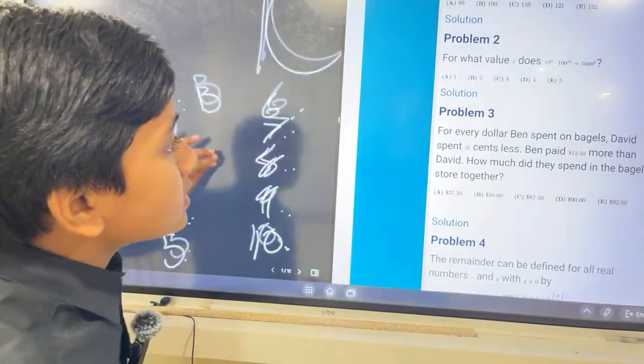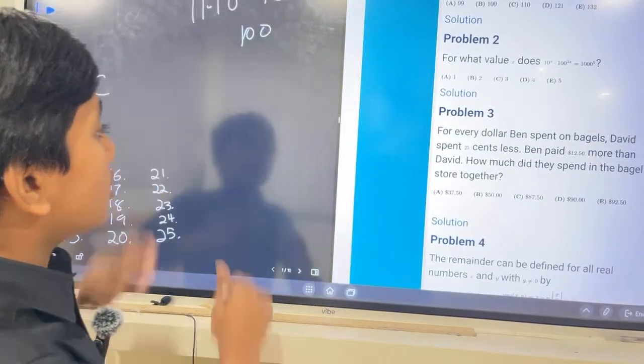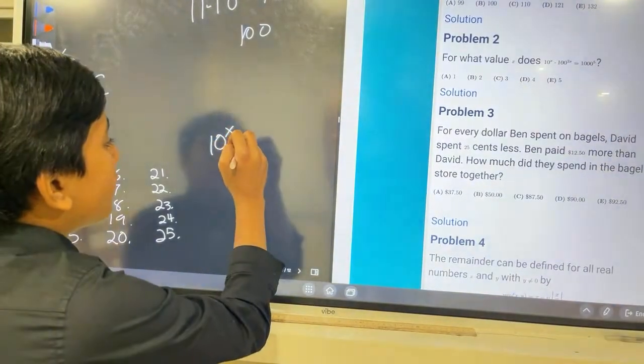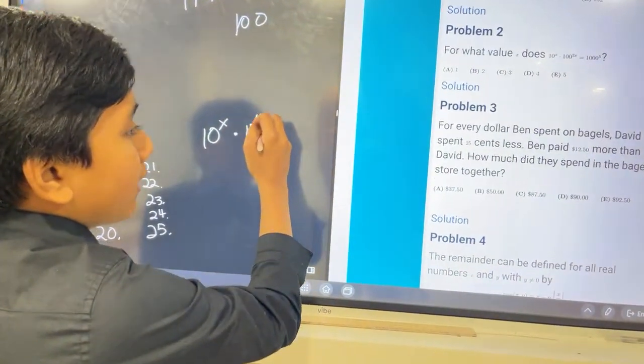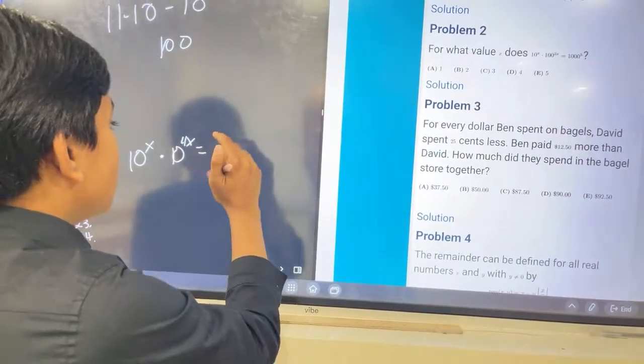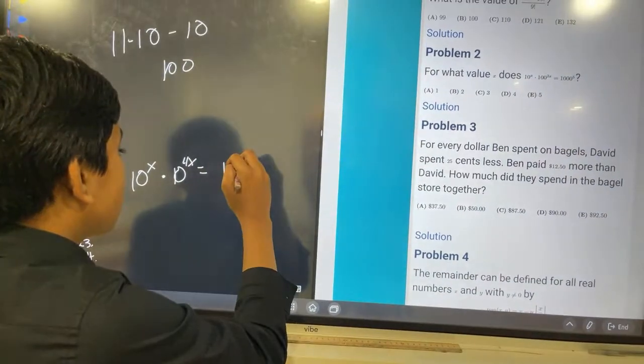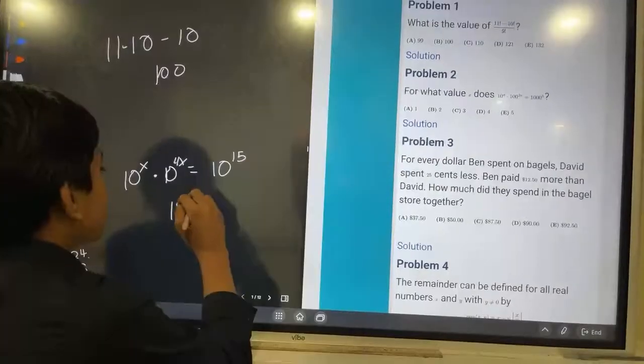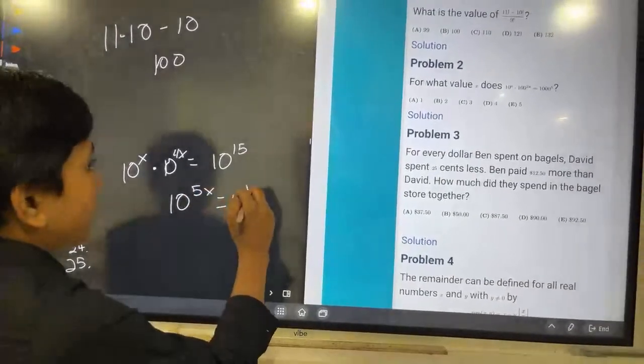So what value of x is 10 to the x, and 100 to the 2x, that's basically 10 to the 4x, equals 1000, which is 10 to the 3 to the 5, so that's basically 10 to the 15. So we have 10 to the 5x equals 10 to the 15.